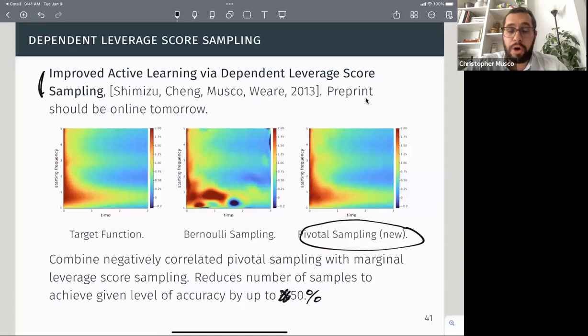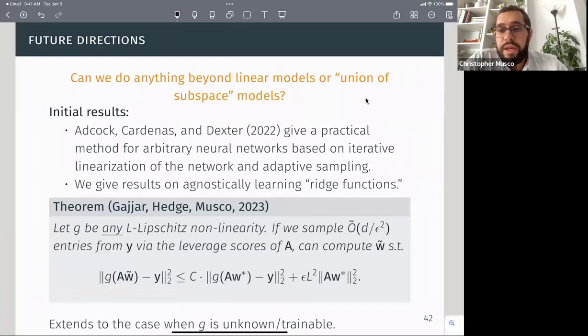What are future directions? Everything I've talked about is pretty much for linear models or union of subspace models. We're really interested in pushing beyond that. In particular, we want to understand agnostic active learning methods for neural networks. Active learning for neural networks has been studied in the easier realizable setting, but there are many, many fewer guarantees in the agnostic setting. And we don't even know exactly what the right methods are.